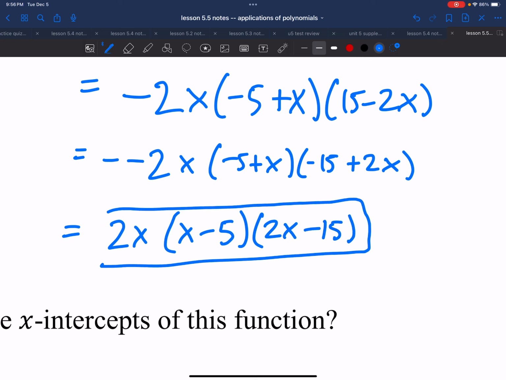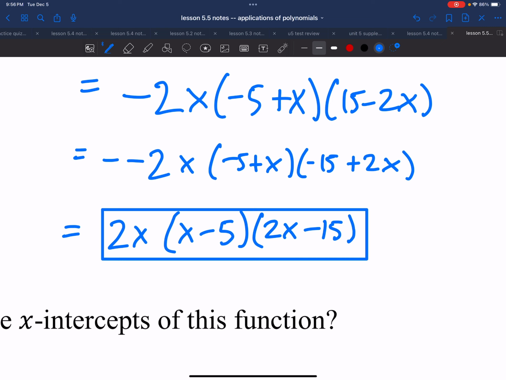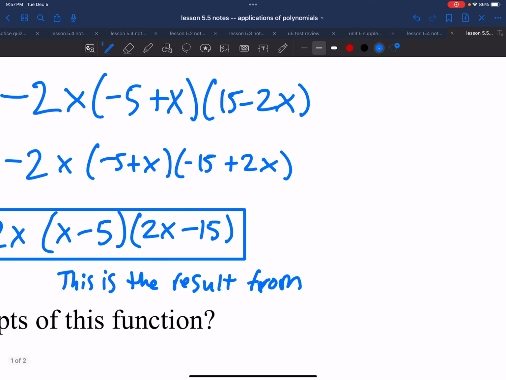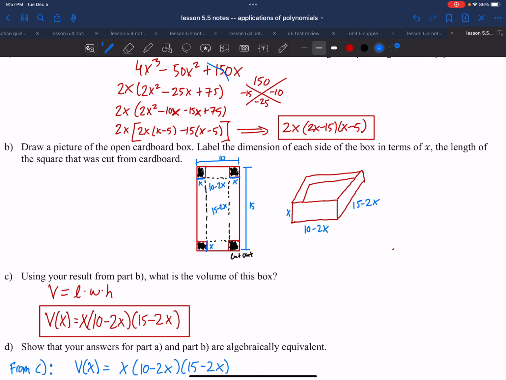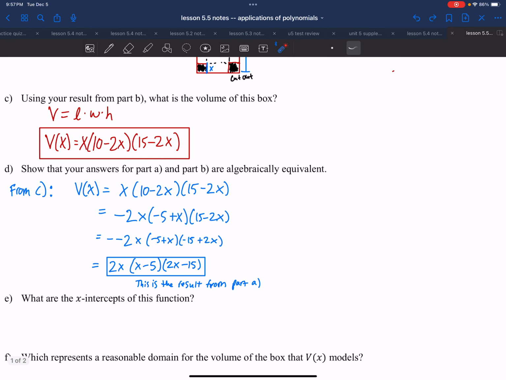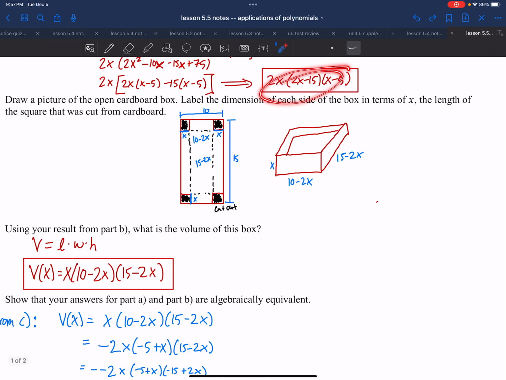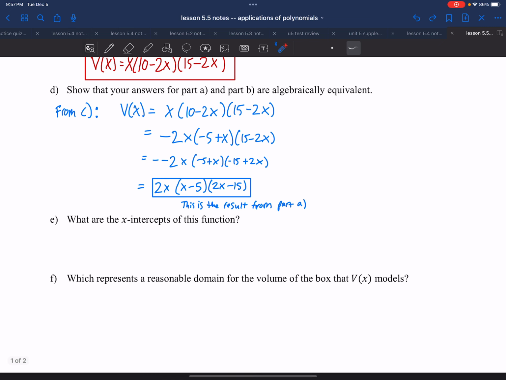And you'll notice this is the result from part A, right? In part A, you found this. You found 2x times x minus 5 times 2x minus 15, like that, right there. So they are the same thing.